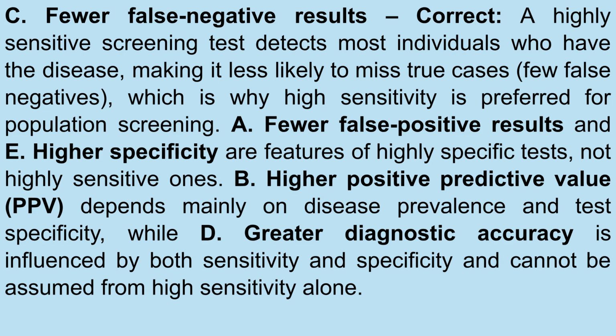Correct. A highly sensitive screening test detects most individuals who have the disease, making it less likely to miss true cases, few false negatives, which is why high sensitivity is preferred for population screening. A. Fewer false positive results, and E. Higher specificity are features of highly specific tests, not highly sensitive ones. B. Higher positive predictive value, PPV, depends mainly on disease prevalence and test specificity, while D. Greater diagnostic accuracy is influenced by both sensitivity and specificity and cannot be assumed from high sensitivity alone.